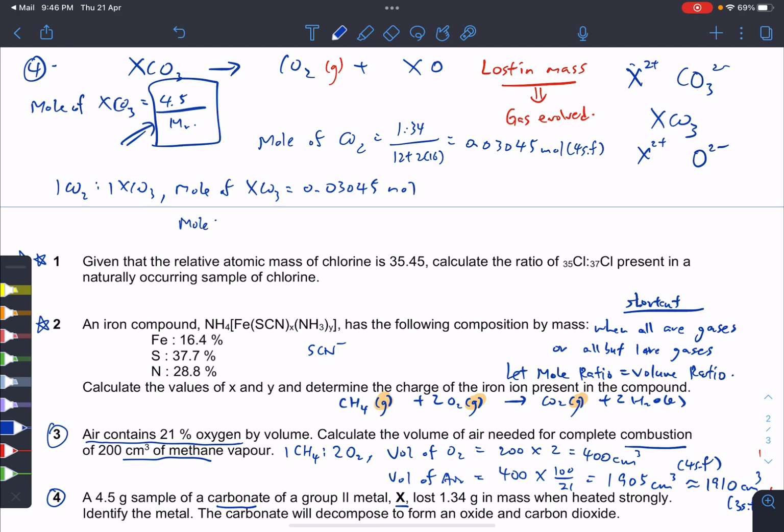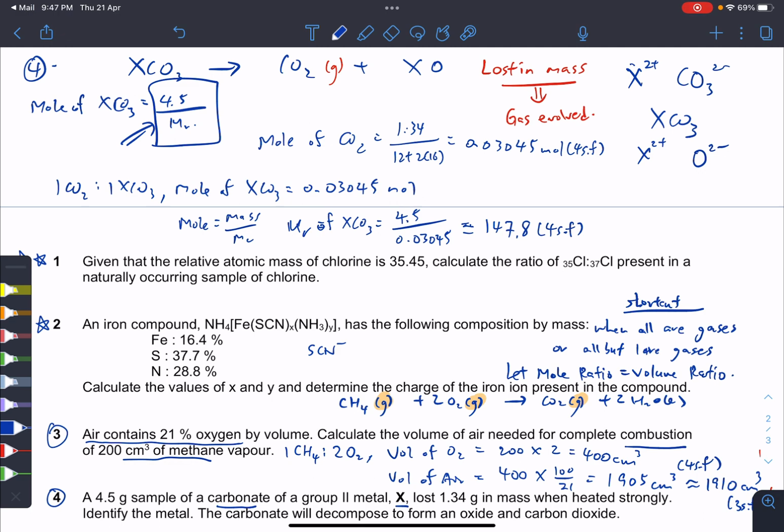So mole equals mass over Mr, which means Mr of XCO3 is equivalent to the mass over mole, which means 4.5 over 0.03045. And that will give you 147.8 for 4 SF.